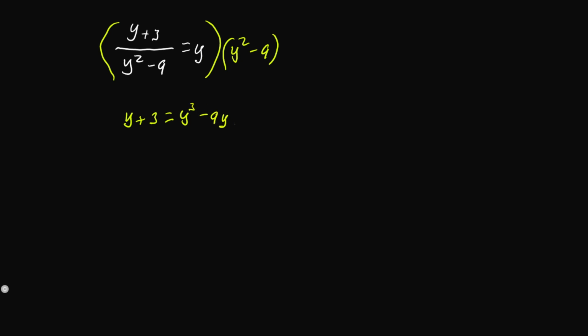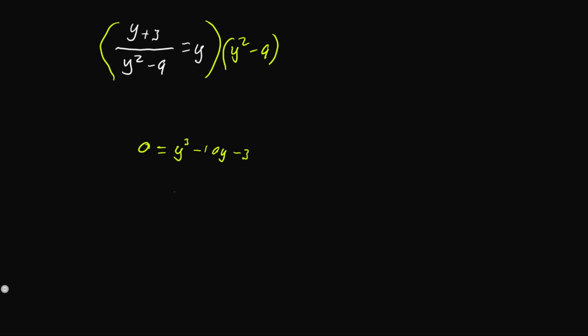minus 9y. And now we want to subtract y plus 3 from both sides, giving us 0 is equal to y cubed minus 10y minus 3. So now what we want to do is look at the possible solutions we could have. Here we're going to erase this and solve our cubic.